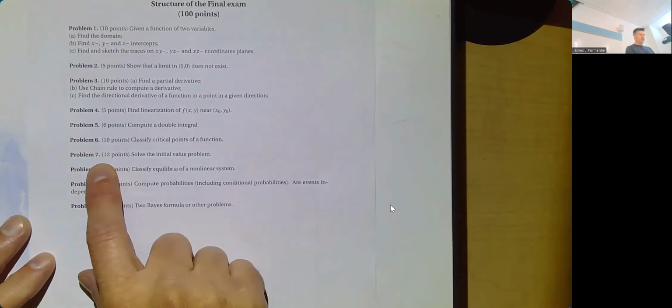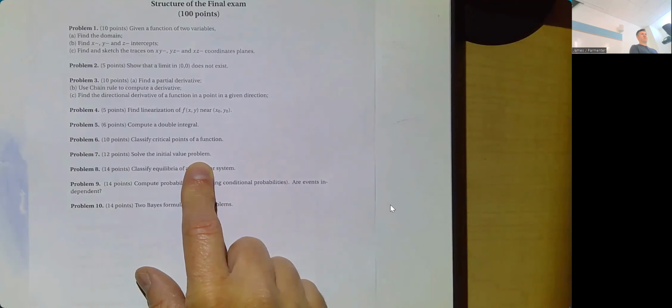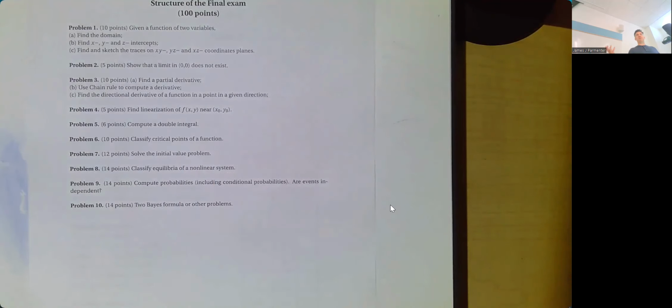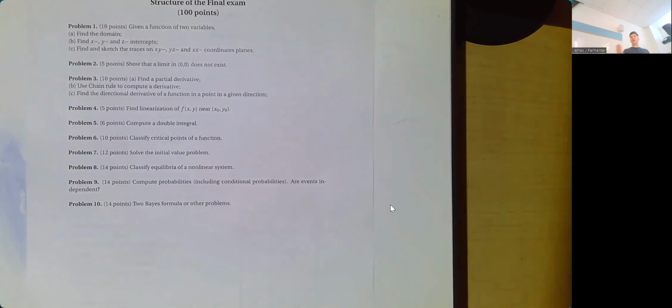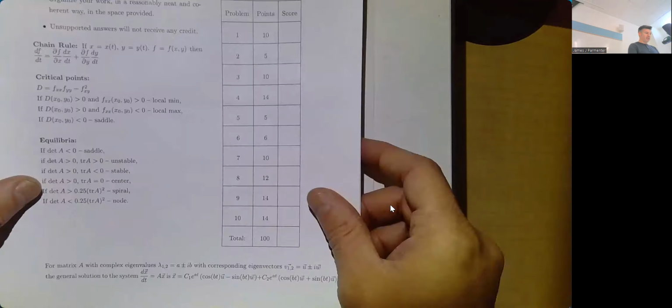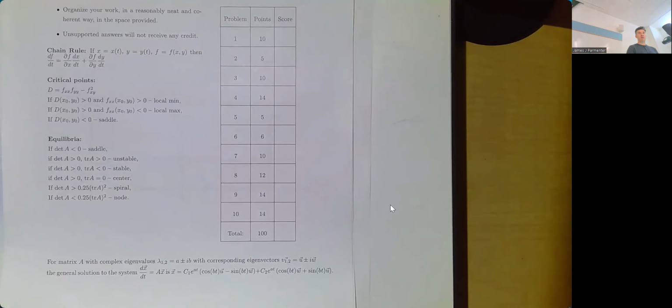What else? And then the rest of this stuff. Solving, I feel like I don't love that phrasing. Solve the initial value problem. The way I would, that's solve the differential equation and then use the initial values to find the C1 and C2. Classifying equilibria. I will say, for everybody, classifying equilibria should be relatively straightforward because she's giving you all of the classifications on the front page.